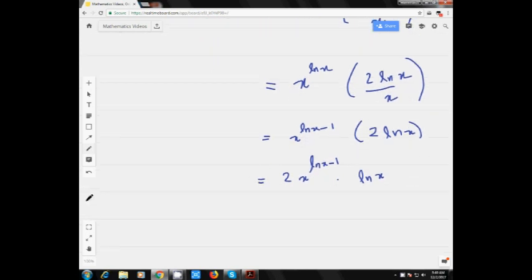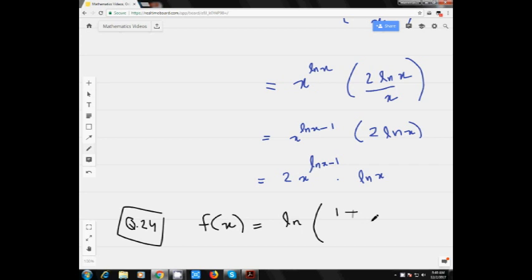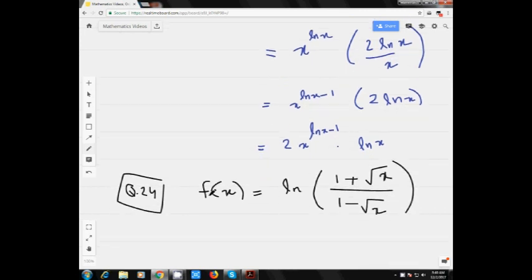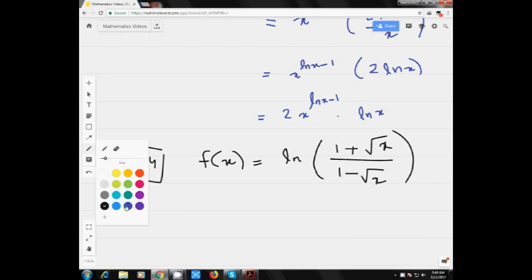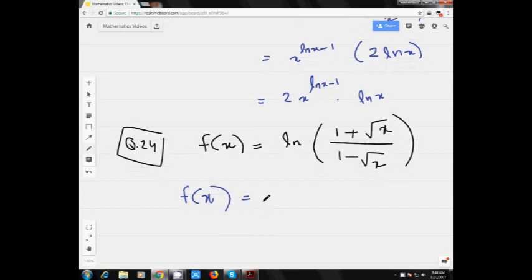Next, you have to solve question number 24. It is also quite an easy question. So problem number 24 is f of x is equal to the natural logarithm of 1 plus square root x, and whole is divided by 1 minus square root x. Before taking the derivative on both sides with respect to x, you have to simplify this function by making use of the rules of natural logarithms, or simply the rules of logarithms that you have studied in the 9th grade.